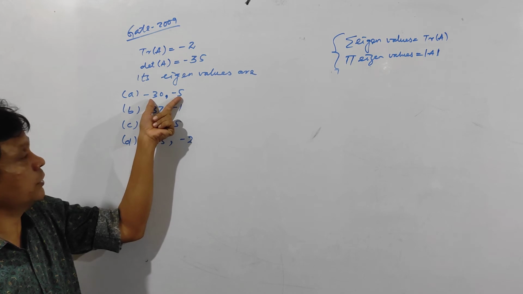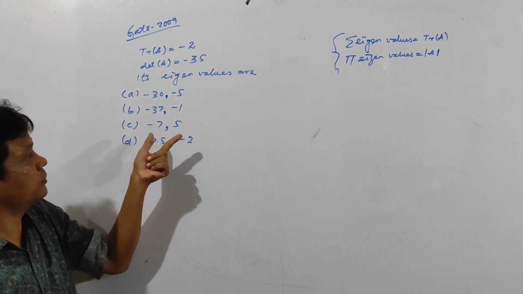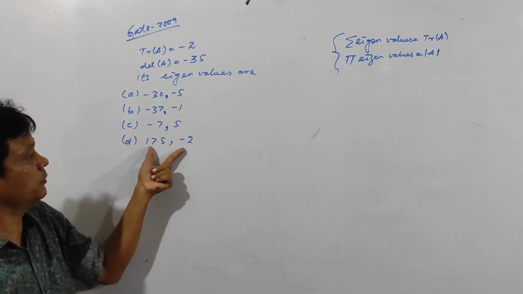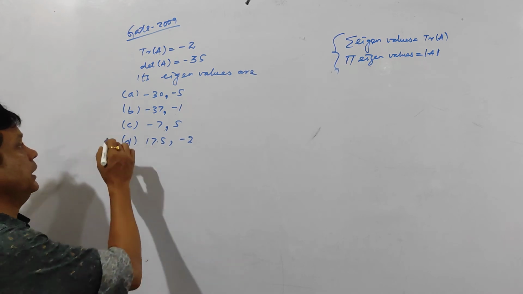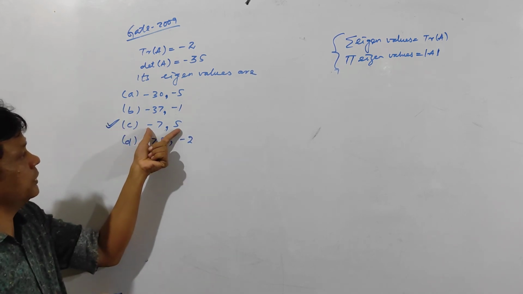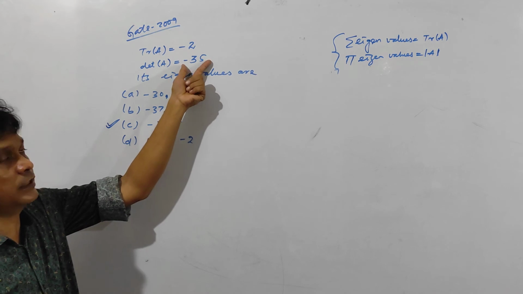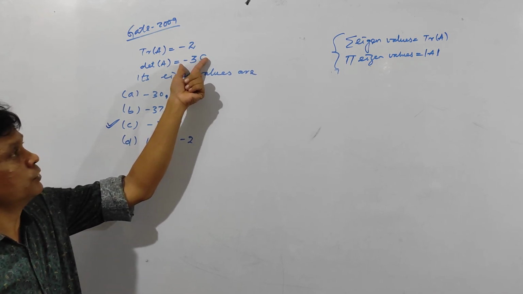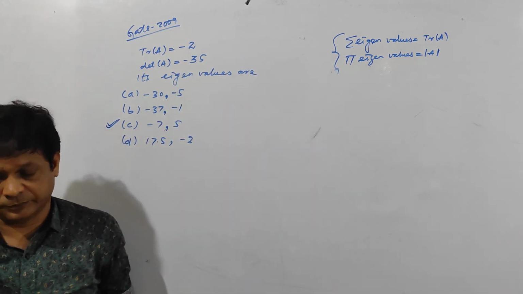The sum of these two is not minus 2. The sum of these two is not minus 2. The sum of these two is minus 2. The sum of these two is not minus 2. So clearly this is the answer, because the product of this one is minus 35, which is equal to the determinant. Clear? So you should remember the properties.